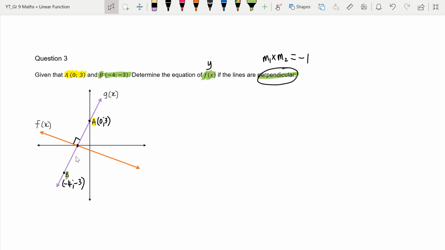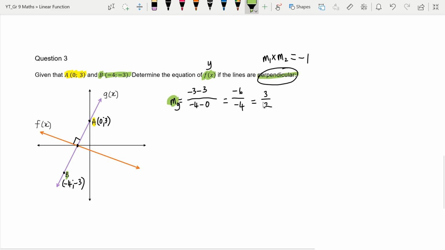Okay, what do we need? Well, if we can get the gradient of g of x, that can help us find the gradient of f of x. So let's do that first. Let's go calculate the gradient of g of x. So that would be -3 take away 3 over -4 take away 0. That would be -6 over -4, and that will give us positive 3 over 2. There is the gradient for g. That is the gradient for g: 3 over 2, which is also 1.5.